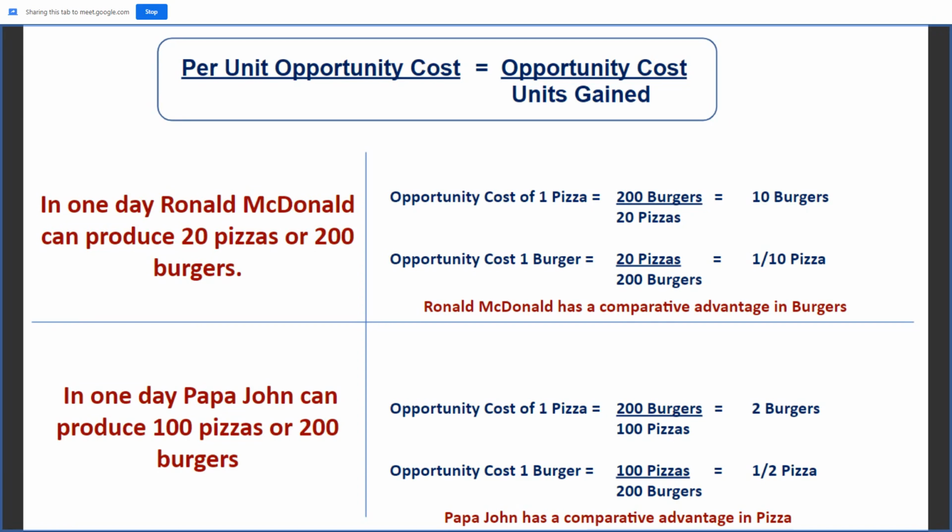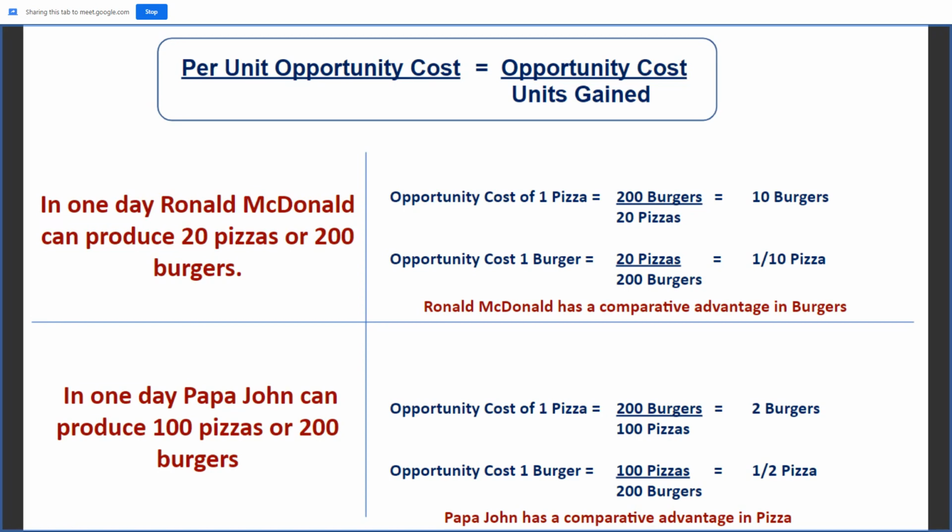What about burgers? You've got Ronald McDonald producing 200 burgers. You've got Papa John producing 200 burgers. It's the same, so there's no absolute advantage in burgers. If Ronald McDonald made 201 burgers and Papa John had 200, then we'd say good old Ronald McDonald had the absolute advantage. But for this one, we would just say none.